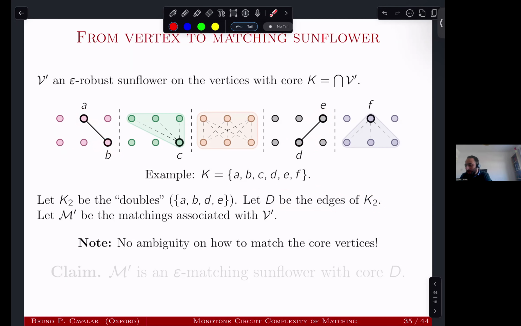And the claim is just that these matchings which are associated with the vertex set given by the robust sunflower is an epsilon matching sunflower with this core D. So as a bound on the matching sunflower, we're getting the robust sunflower bound plus what we paid for the averaging argument for the blocking.